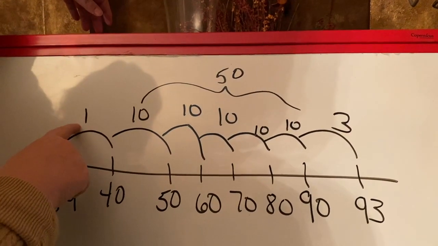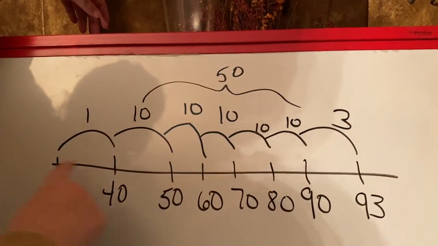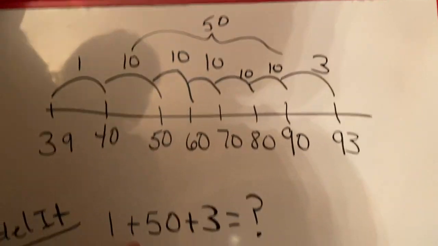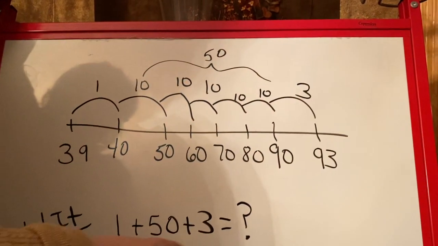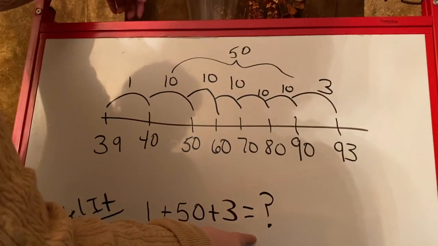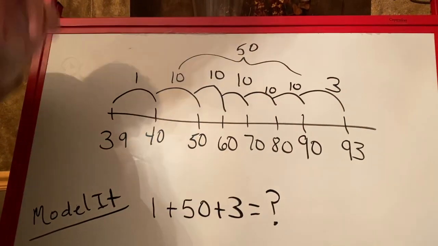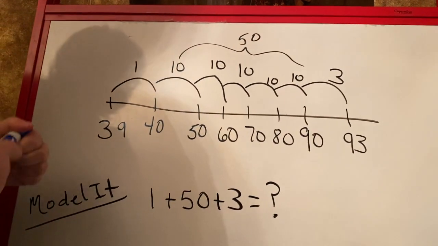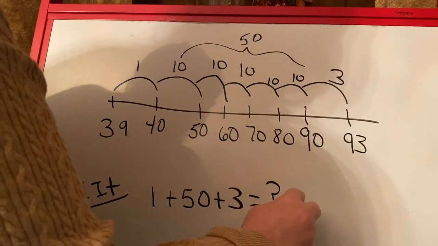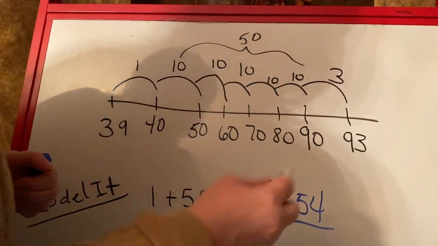And then our equation becomes 1 plus 50, because we added all the 10s up, plus 3. And then we need to add those up and get an answer. When we do add that up, we're going to get the answer of 50 plus 3 is 53, plus 1 is 54, which is the answer we got on the previous page.